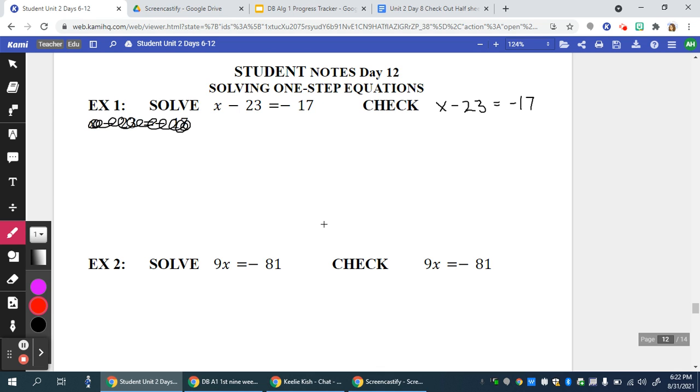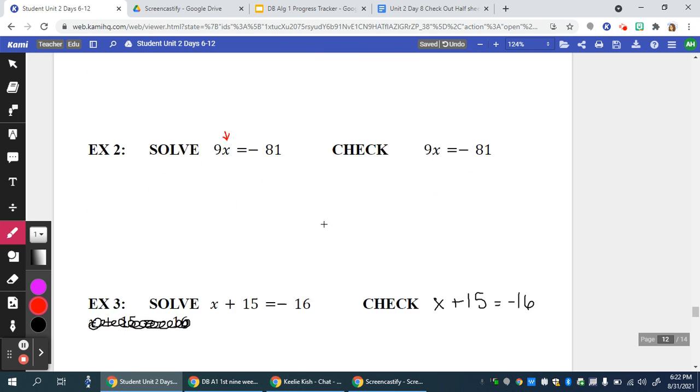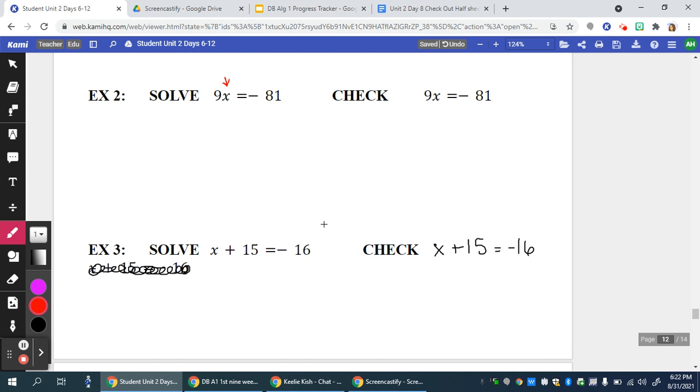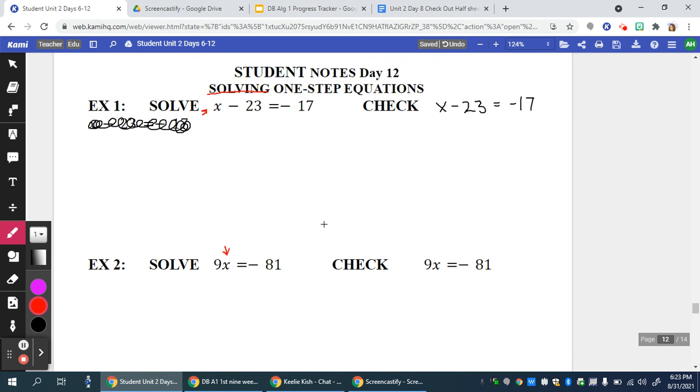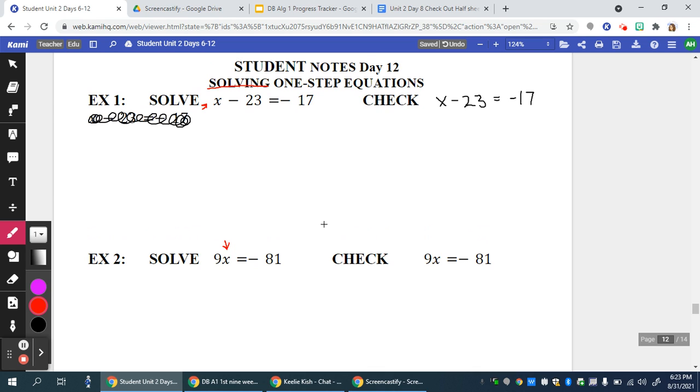So anytime you see the word solving, we're going to be solving for a variable. In example 1, it is going to be x. In example 2, it's also x. Example 3, it's also x, but it can be any variable. Okay? So basically, do what we've been doing, but you don't know exactly if it's going to be addition, subtraction, multiplication, or division. So let's get going.